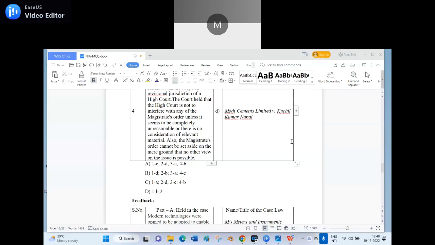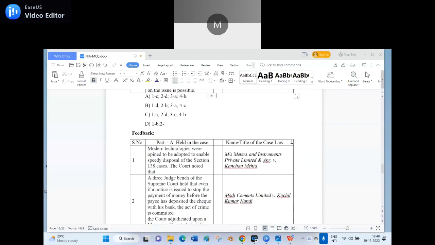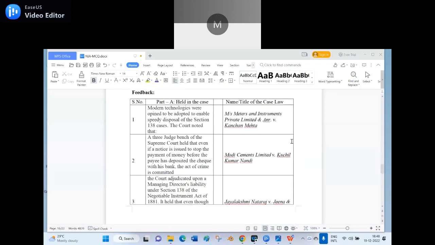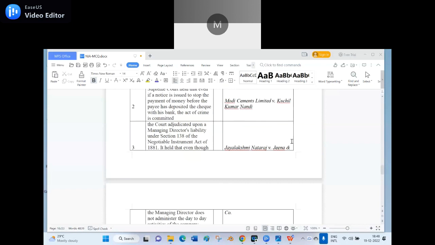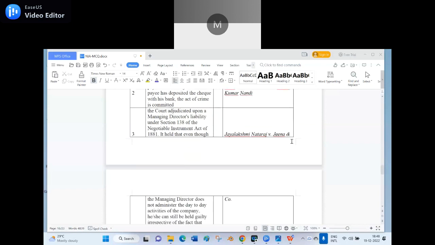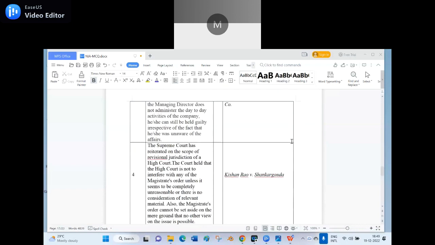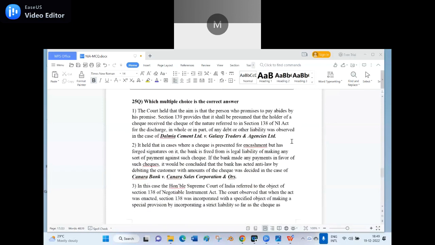The right answer here is 1C, 2D, 3A, 4B. So this is the feedback, just have a look. Modern technologies case law: Meters and Instruments Private Limited versus another versus Kanchan Mehta. A 3-judge bench of the Supreme Court held that notice issued is Modi Cement Limited versus Kuchil Kumar Nandi. And the court adjudicated upon the managing director liability is Jayalakshmi Nataraj versus Gina and Company. Then the Supreme Court has reiterated the scope of the revisional jurisdiction is concerned, Kishan Rao versus Shankar Gowda. That is the case laws.